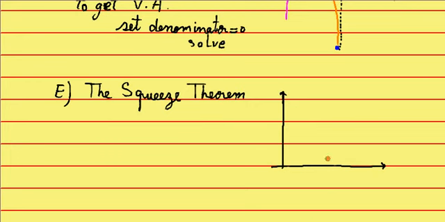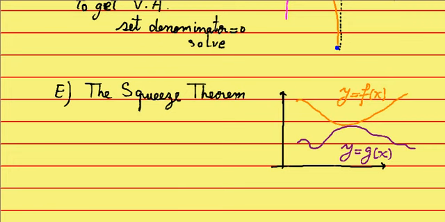Suppose I have one function. So here's some function. Let's call it y is equal to f of x. And suppose I have some other function as well. Let's say here is my other function. Let's say y is equal to g of x. And for good measure, suppose I also have a third function. For the third function, I know that it is trapped between the other two. So I have another function y is equal to, say, h of x, that is trapped or being squeezed between these two functions.